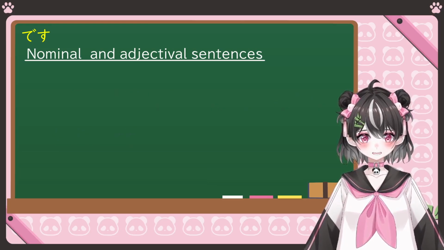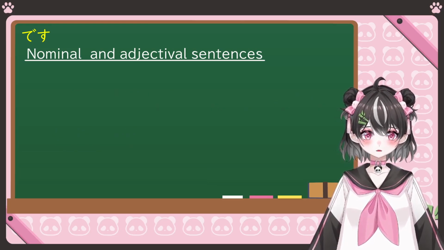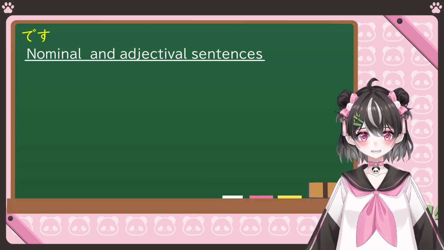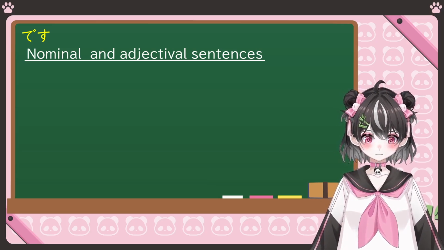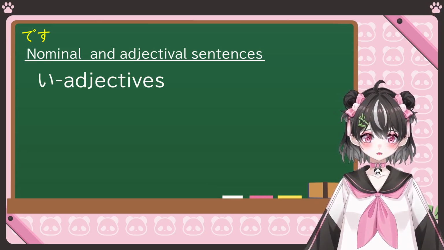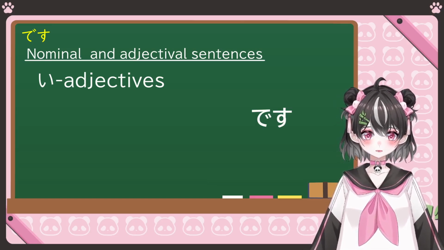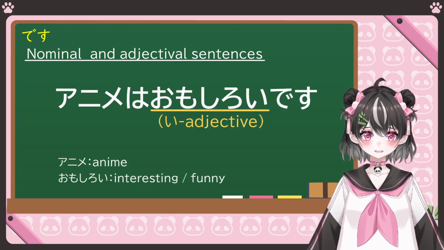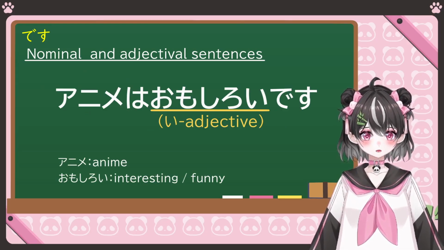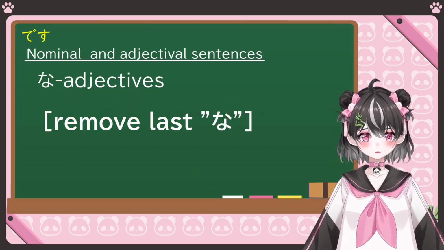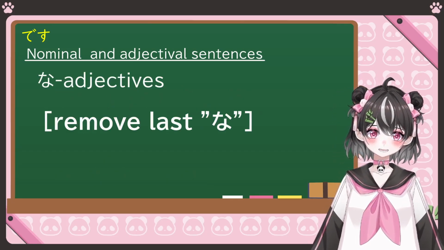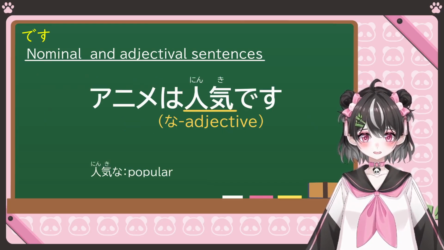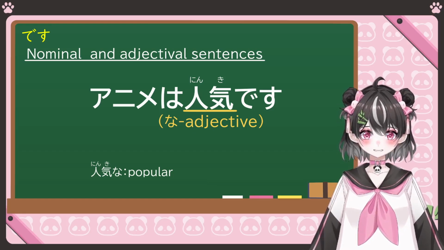Okay, let's move on to adjectival sentences. When it comes to adjectives, the rules are a bit different between い adjectives and な adjectives. For い adjectives, you can add です just after the い adjective, like アニメは面白いです。But for な adjectives, you need to remove the last な and then add です, like アニメは人気です。Let's practice.